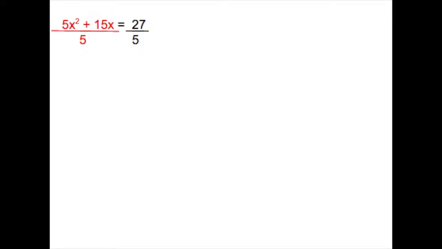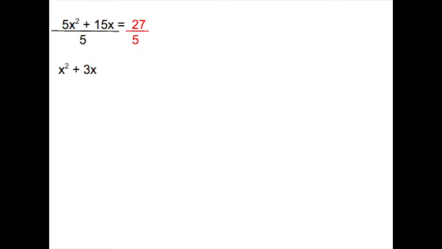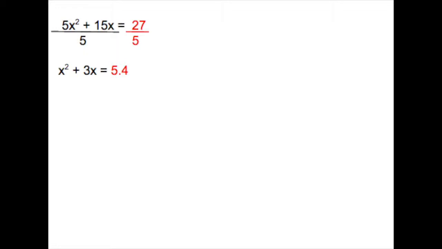When using completing the square as a strategy to solve a quadratic equation, we cannot have an a value other than 1. To take care of this, we will divide by 5. What we do to one side of an equation, we must also do to the other side. Simplifying the left side, 5x squared divided by 5 is x squared, and positive 15x divided by 5 is positive 3x. On the right side, 27 divided by 5 is 5.4.